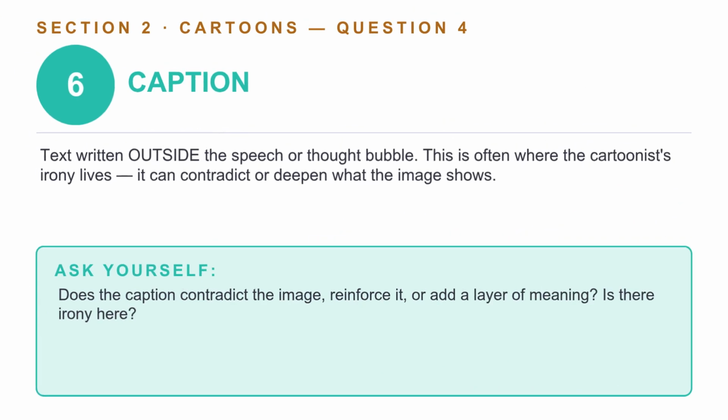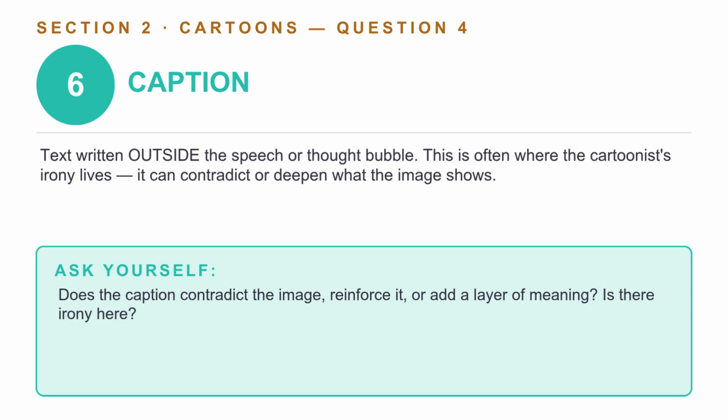Element number 6, the caption. A caption is any text written outside the speech or thought bubble, usually below or above the image. This is often where the cartoonist's irony lives. The caption can contradict the image, reinforce it, or add a layer of meaning that the image alone cannot carry. When a caption says one thing and the image shows the opposite, that is irony.